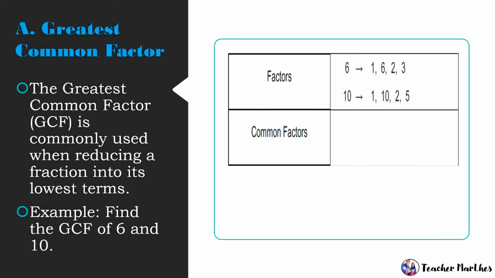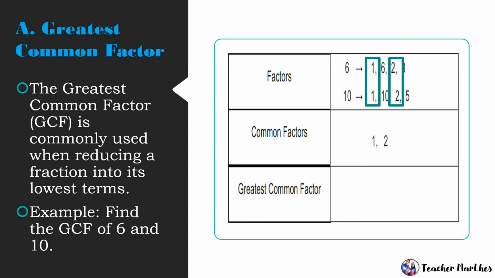Next is to find the common factors. So, ang common factors ng 6 and 10 ay 1 and 2. Pag sinabi natin common factors, ano yung numbers na meron ang 6 and 10? So, we have 1 and 2. Then, the greatest common factor is 2. Kasi hinahanap natin yung pinakamataas. Since ang pinakamataas ay 2, ang greatest common factor ng 6 and 10 ay 2.